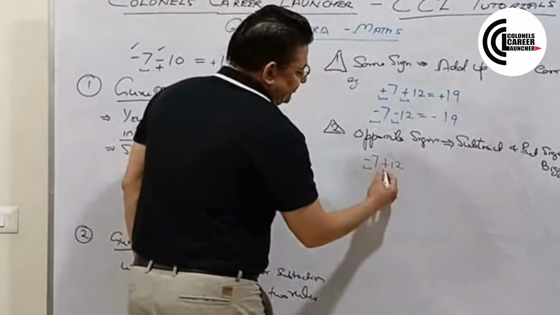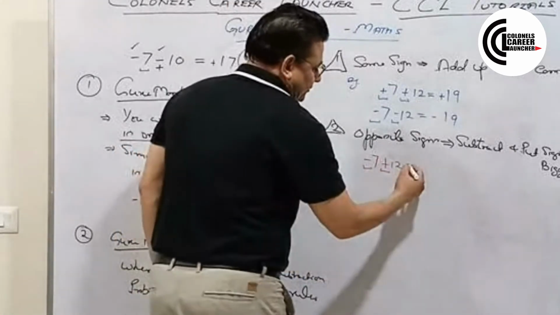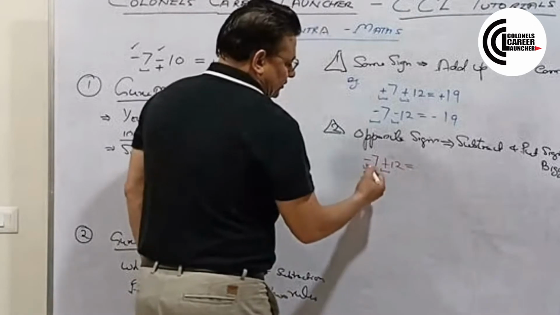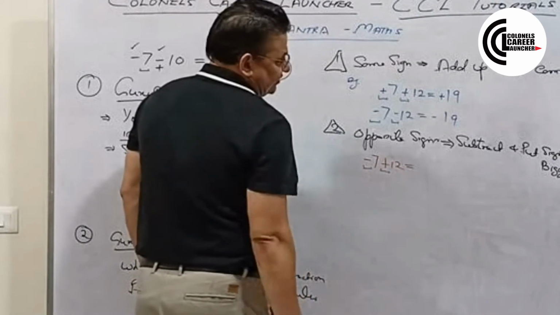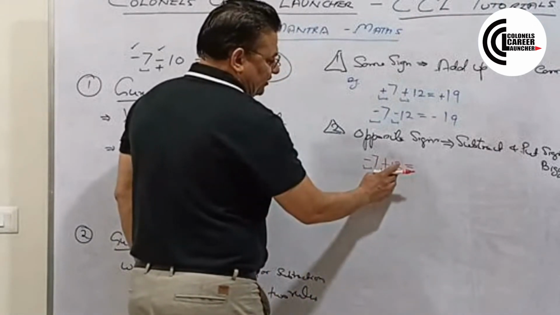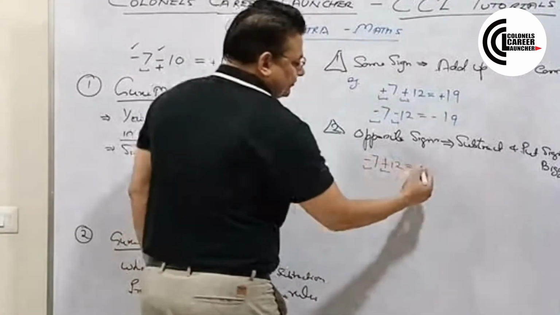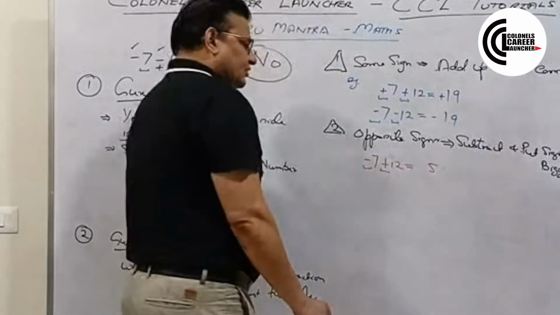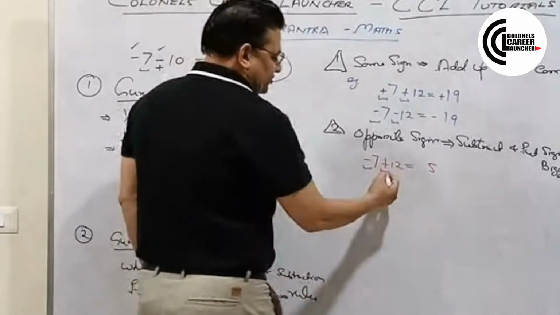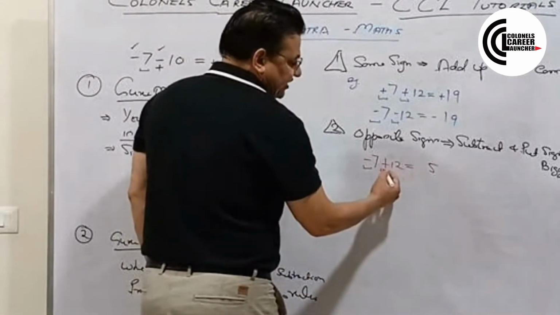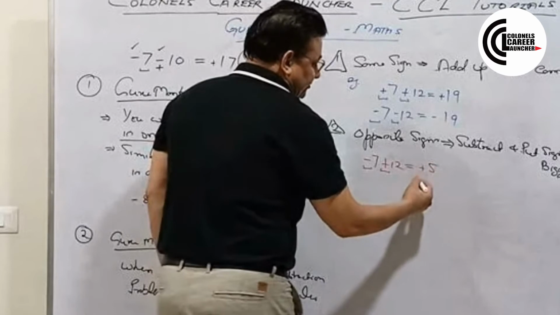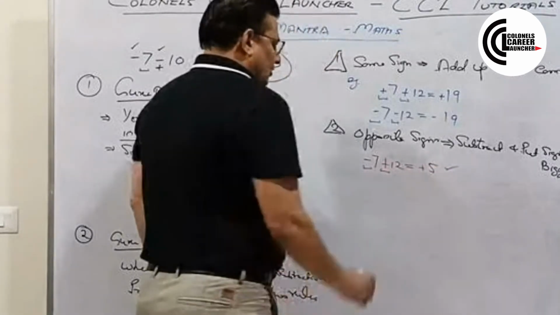Now this sign is negative, this is a positive sign. So subtract the numbers. 12 minus 7 will give you 5. And put the sign of the larger number, which in this case is 12. 12's sign is plus, so I'll put plus. This is my answer.